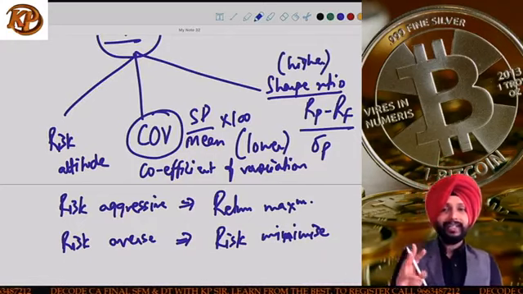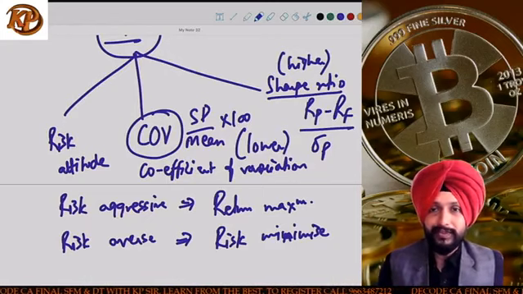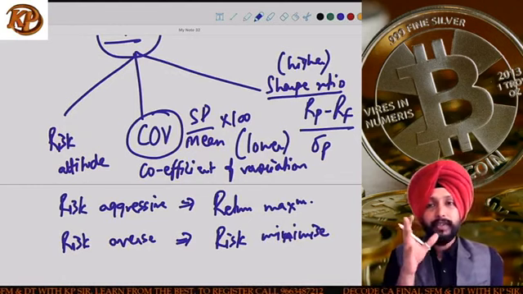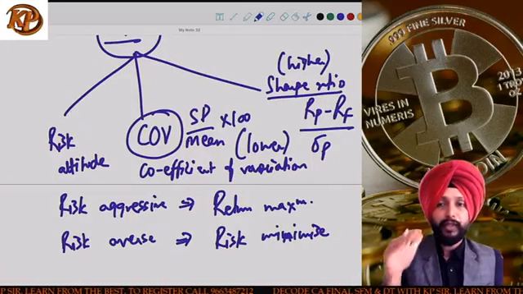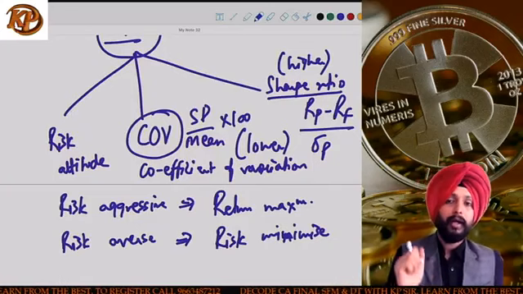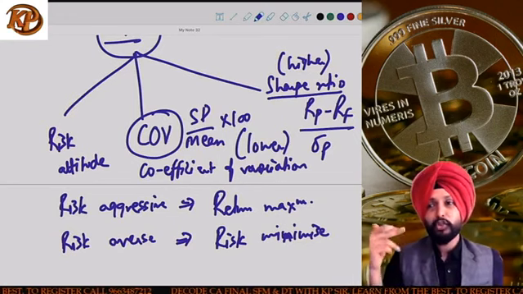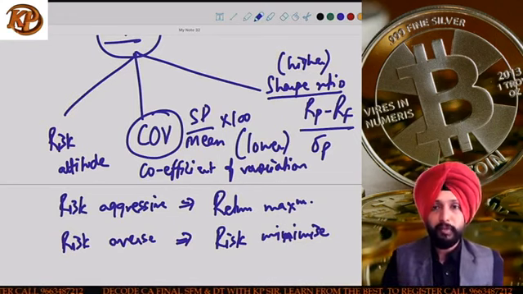So three criteria for making selection of the optimum portfolio. First is risk attitude of the investor. If investor is risk aggressive, we'll try to maximize his return. If investor is risk averse, we'll try to minimize the risk. Second is coefficient of variation, very popular and very much tested in exam. What is coefficient of variation? It is risk per unit of return. How do we calculate it? It is SD by mean into 100, and we always prefer lower.